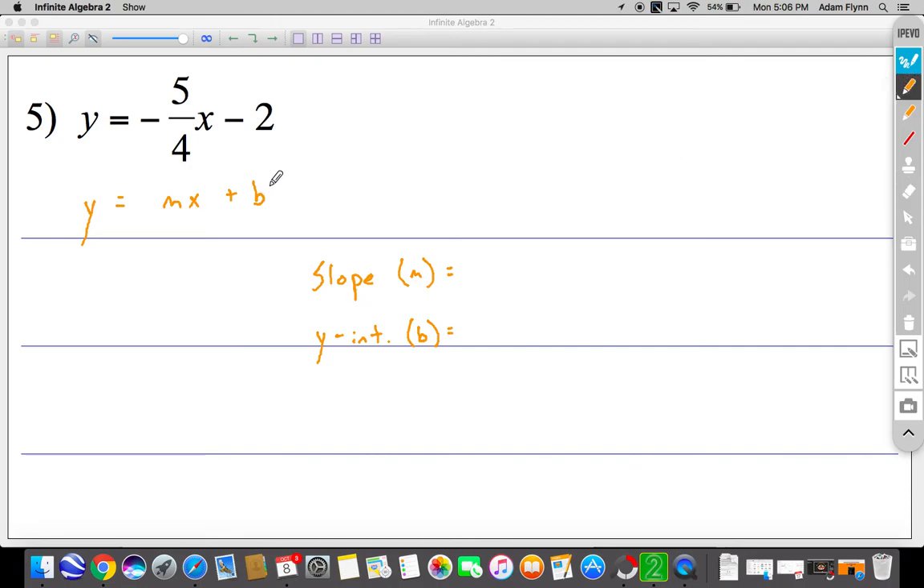Next problem, number attached to my x would be negative 5 over 4. And my y-intercept, attached to the back of it, I've got minus 2. So remember, the y-intercept takes this sign, the sign in between the mx and the b, so my y-intercept will be negative 2.